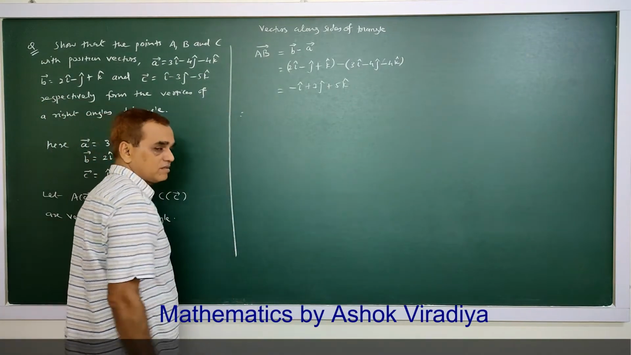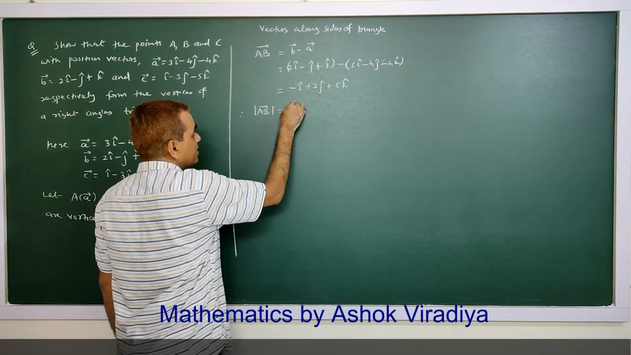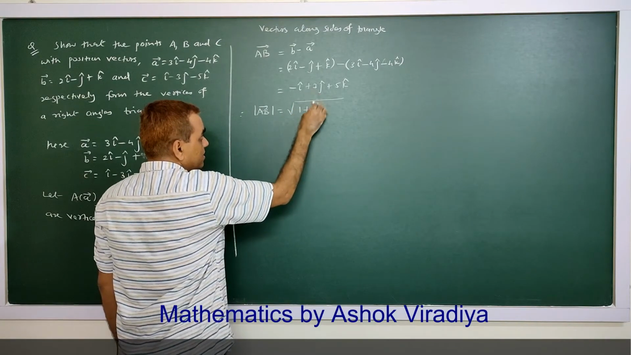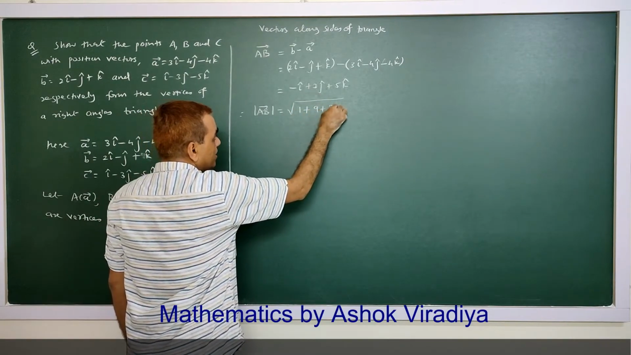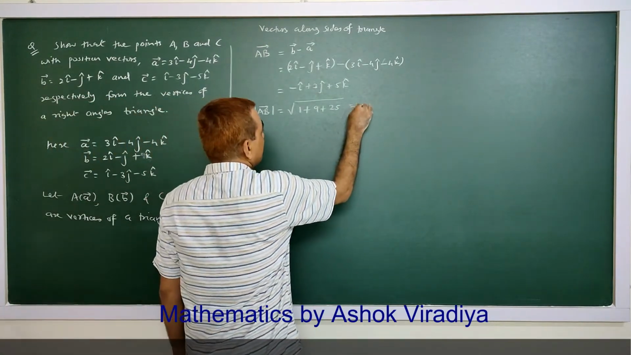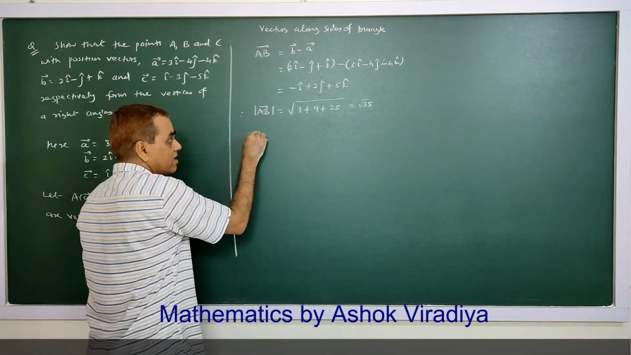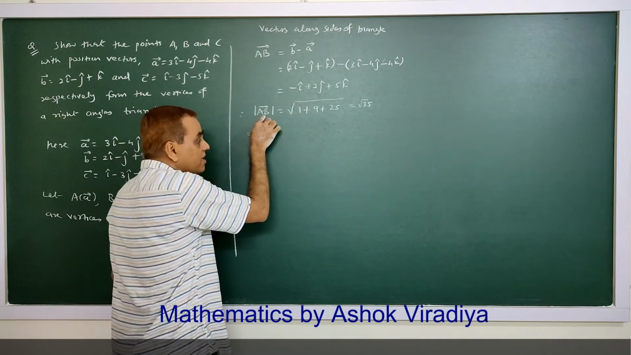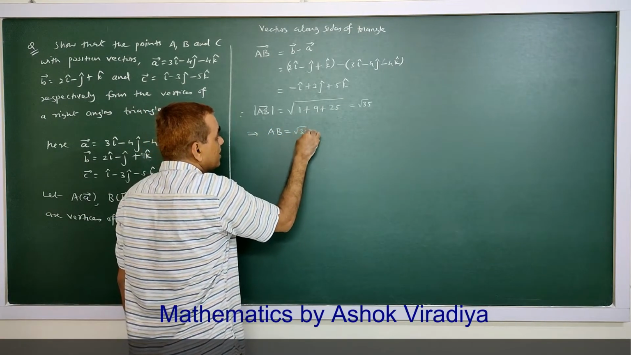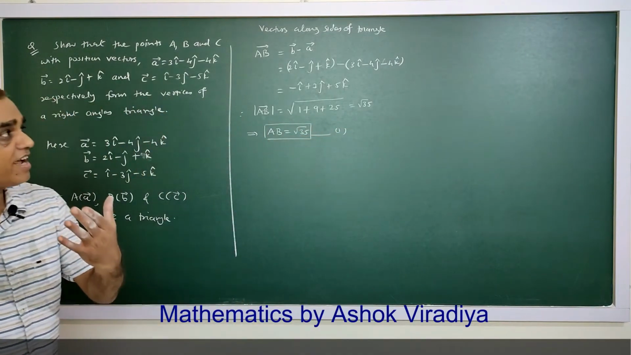Therefore the magnitude of AB, the magnitude of this vector, is the square root of minus 1 square is 1, 3 square is 9, 5 square is 25. So it is root 35. That means the magnitude of vector AB, the length of line segment AB, is root 35. So the length of a side of the triangle is found.